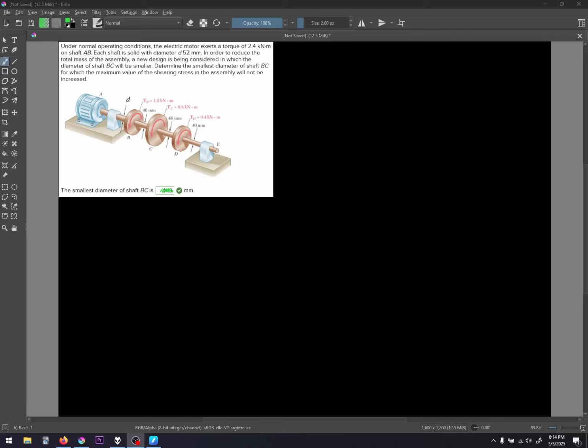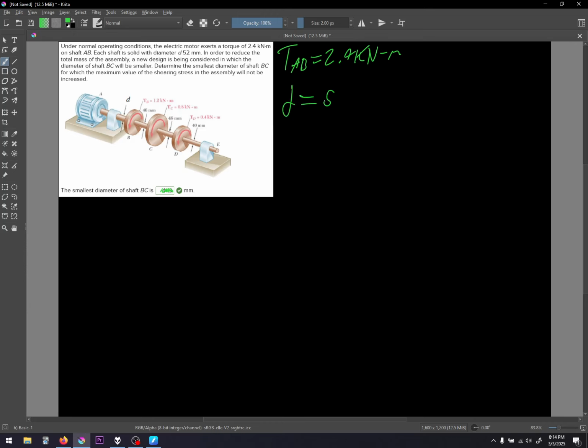So here we're given that under normal operating conditions, the electric motor exerts a torque of 2.4 kilonewton meters on shaft AB. So we can write that TAB is equal to 2.4 kilonewton meter. Each shaft is solid with a diameter of 52 millimeters. So we know that the diameters are going to be 52, and they're asking us to determine the smallest diameter of shaft BC.